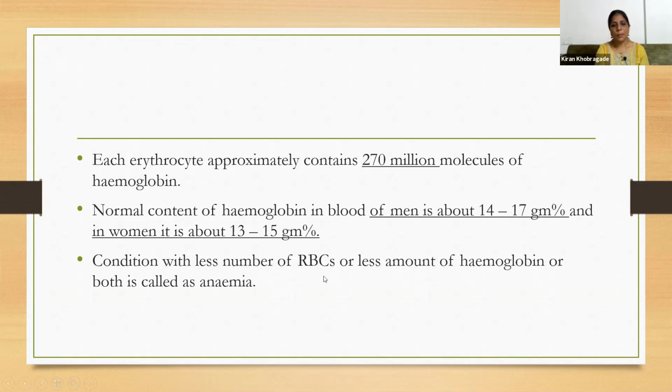A condition with less number of RBCs or less amount of hemoglobin is called anemia. As I said, when there is deficiency of iron or deficiency of hemoglobin in your blood, you suffer from a disease called anemia. So by taking supplements like folic acid and B complex, you can increase the amount of RBCs.